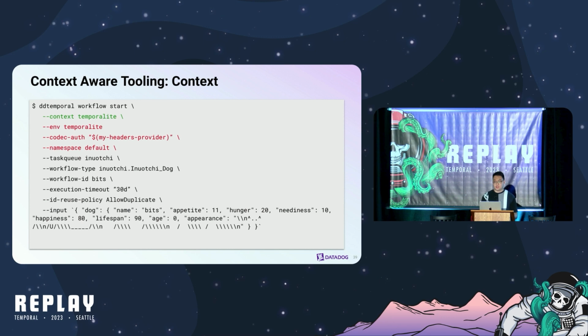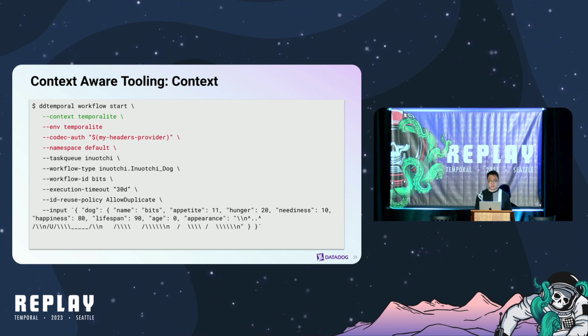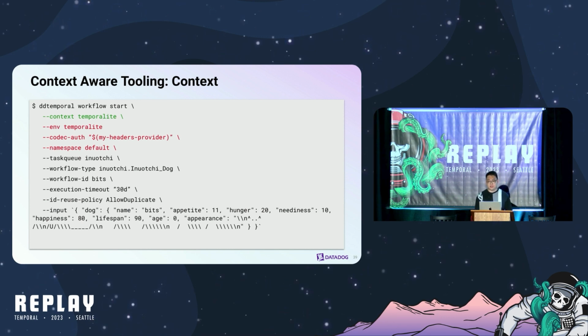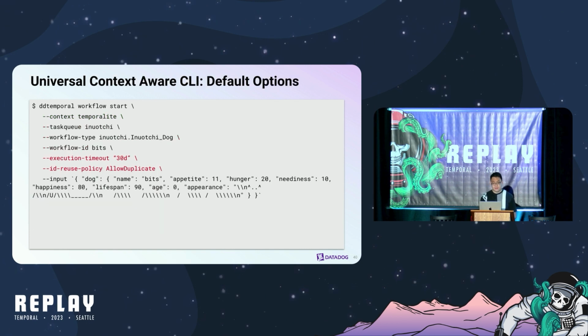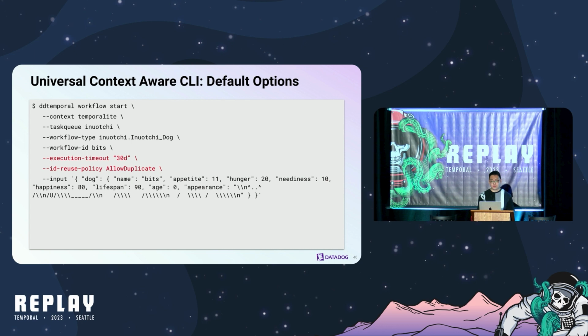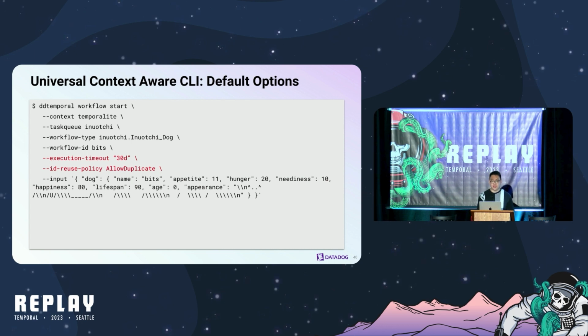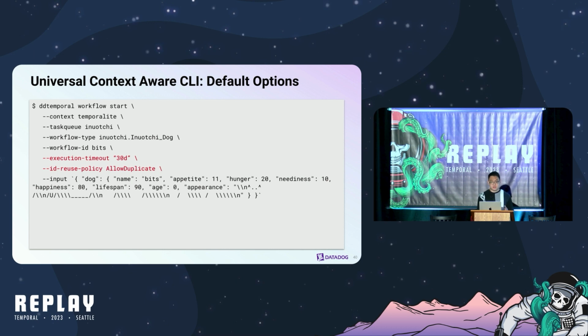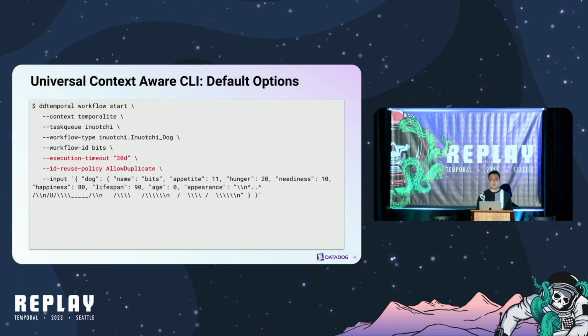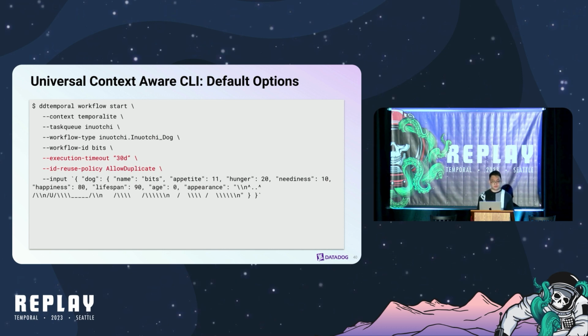So let us look at the improvements to the user experience that this tool enables. First, we introduced the concept of a context, which allows users to specify a single namespace on the given cluster with a single parameter. Next, we can infer the workflow start options based on the workflow type to be the default ones defined in protobuf. And this means that users no longer need to specify them unless they wish to override the default values.